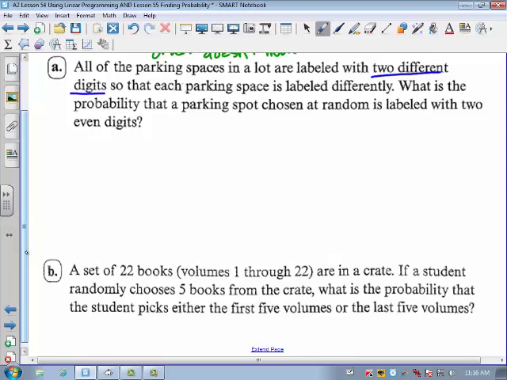What is the probability that a parking spot chosen at random is labeled with 2 even digits? So my question to you, is this a permutation or a combination? Why? She says permutation. Why? Quinn? Not necessarily because of that.